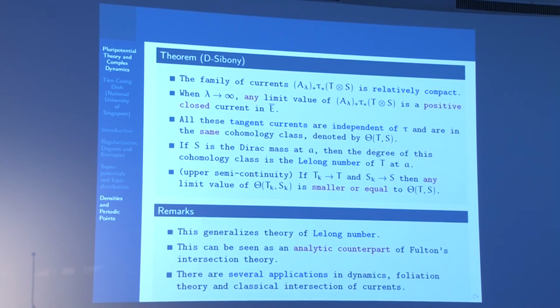Then here is the main theorem. So roughly, what we obtain is independent of the choice of tau. The family of currents we have is relatively compact. Then you can take a limit. The limit is not unique, we know this. However, they have the same cohomology class. So any limit that you take here gives you the same cohomology class, and using this cohomology class, you can decide what is the dimension of the intersection of T and S, how large is the intersection. And we can develop the theory, you have some semi-continuities, and so on.